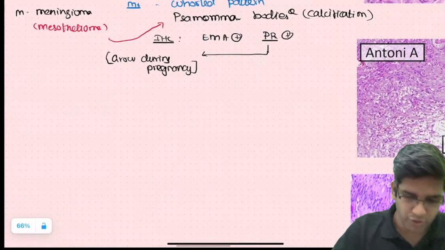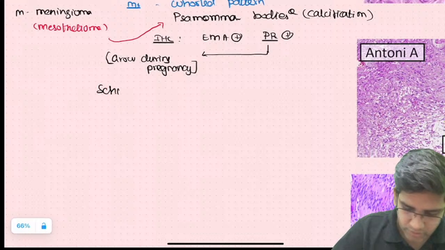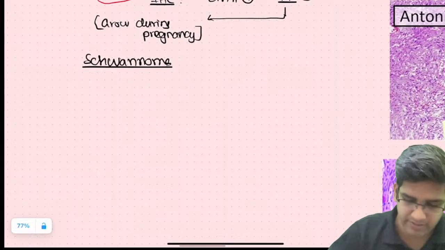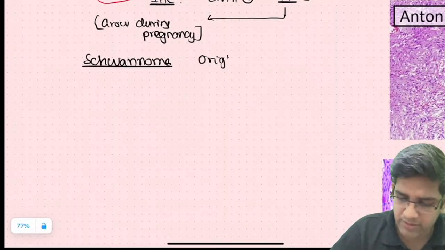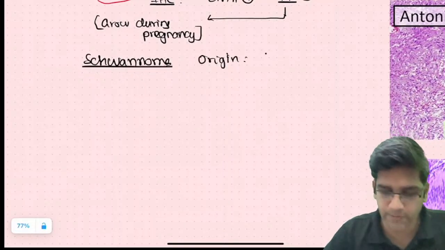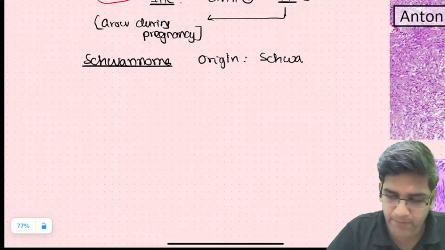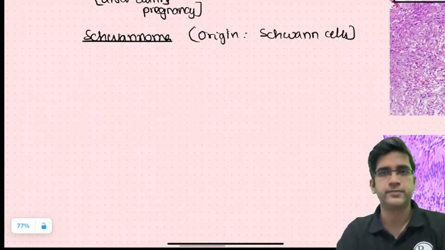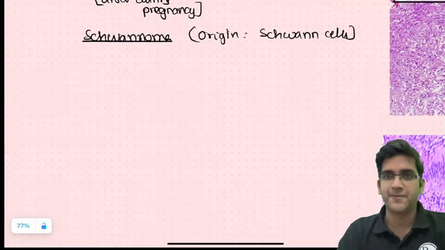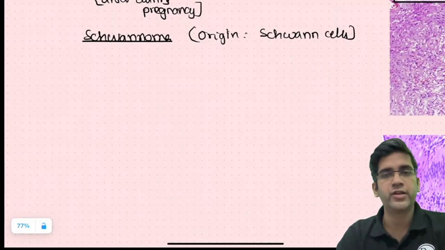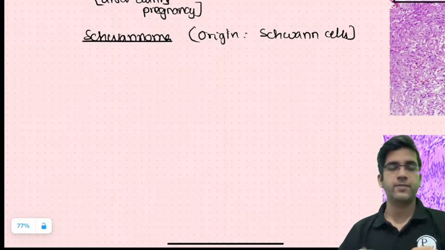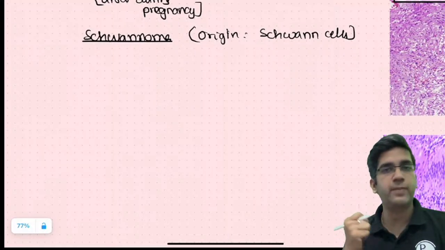Last tumor for us is going to be schwannoma. So schwannoma origin is from, as the name says, Schwann cells, right? So what is the function of Schwann cells? You might have read that in anatomy or physiology. What's the function of Schwann cells? Covering of what? You're right. Myelination of central nervous system or peripheral nervous system? Of peripheral nervous system, right? They help in producing the myelin of peripheral nervous system.